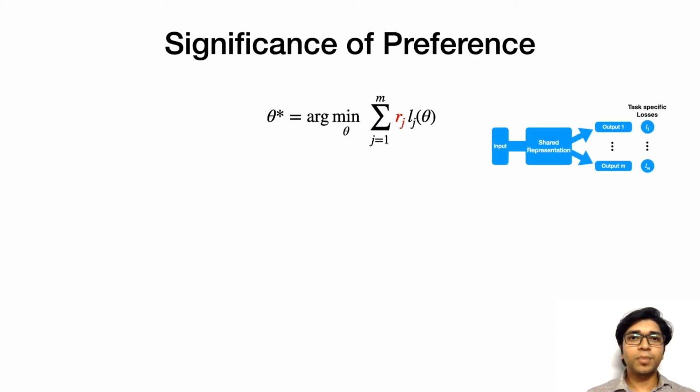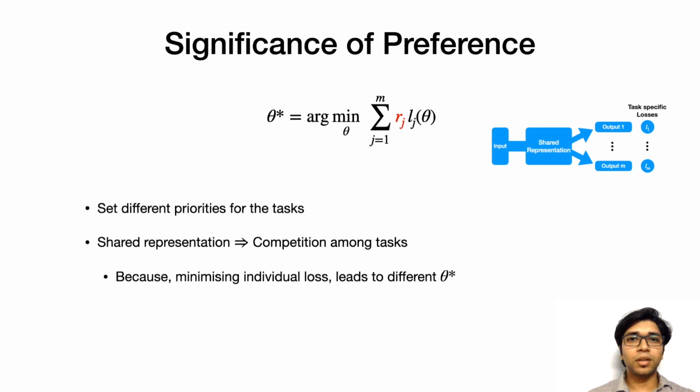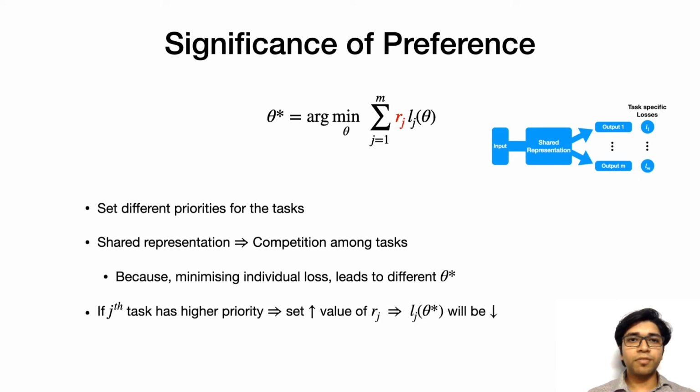Now, what is the role of these preference weights? They set different priorities for different tasks. This is useful in the context of multitask learning because by sharing the representations, the tasks are forced to compete with each other. This happens because training for individual tasks leads to different optimal models. So a user can specify the trade-offs between different tasks through these preference weights. If a task needs more attention, then its preference weight can be set higher and subsequently the loss value will be lower during the training.